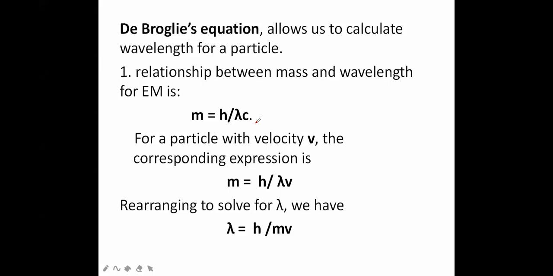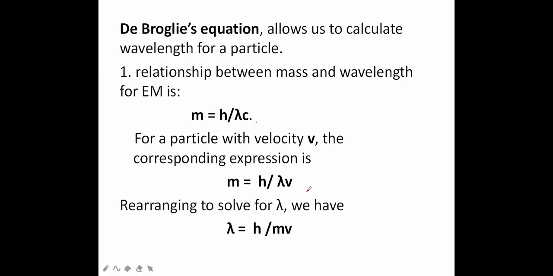Initially here we're using c, because we're using the photon. We are referring to a photon. A photon has the speed of light. Now here we are using a particle which has its own velocity. So therefore, if we're looking for the wavelength of this particle, we'll say the wavelength is equal to Planck's constant divided by the mass times the velocity of that particle.